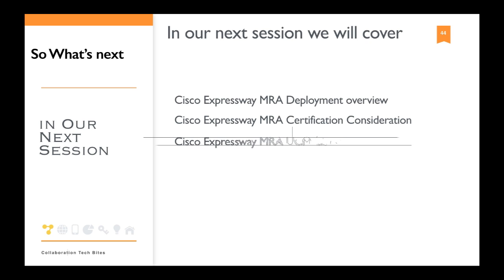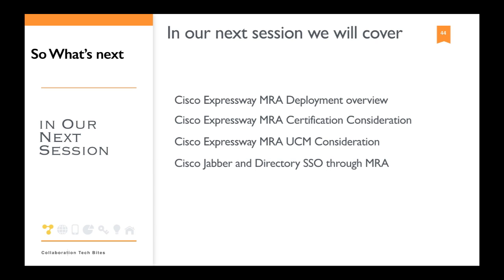We'll talk about the certification considerations. We'll talk about the UCM considerations itself, what needs to be considered to implement an MRA end-to-end, even on the call manager and Expressway C. We will talk about SSO, single sign-on considerations. If you're implementing single sign-on in your enterprise environment, how Cisco Jabber will interact with it. We will also look at how to troubleshoot Cisco Mobile Remote Access, where to look to find the logs and diagnostics, and what the most common issues are that you will find in MRA.